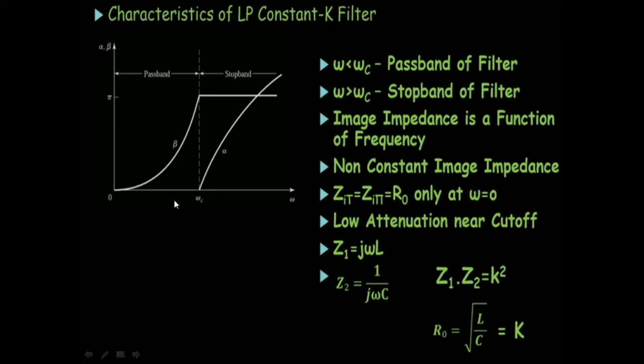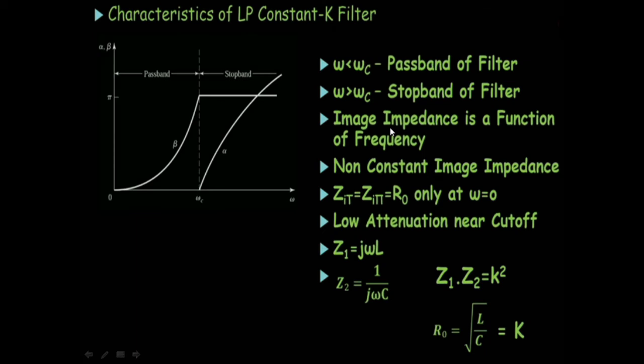Pass band எவ்வளவு? Omega less than omega c. Now see, the first condition is satisfied. Now the second condition என்ன? Omega greater than omega c, represented as a stop band. Okay, now the third point you should remember: the image impedance is a function of frequency.